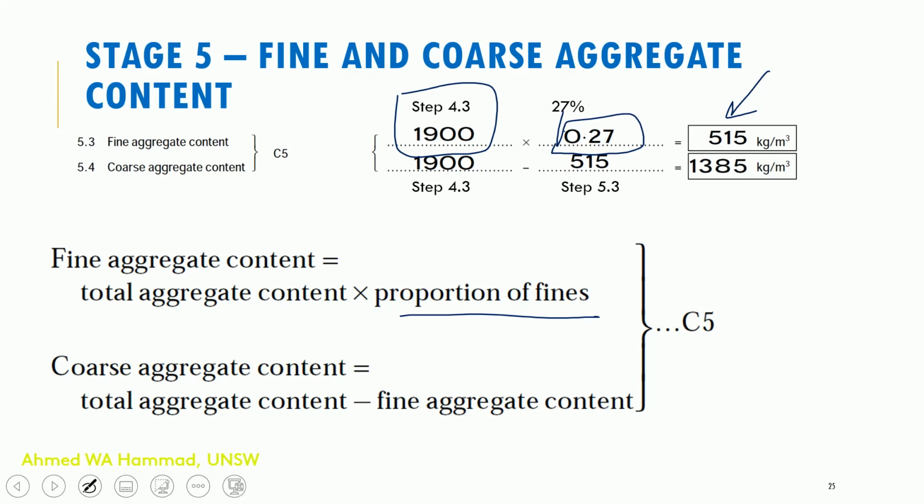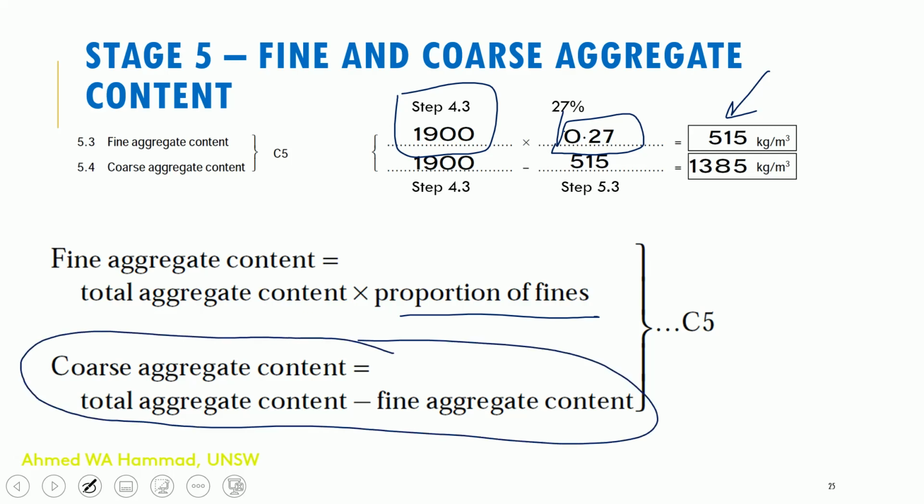If we do the calculation for step 5.4, the coarse aggregate content, we need to look at this equation over here. It's the total aggregate content, which is again 1,900 from step 4.3, minus the 515, which I just obtained from step 5.3. That's your fine aggregate content, and you end up with 1,385 kilograms per meter cubed, and that's the coarse aggregate content.